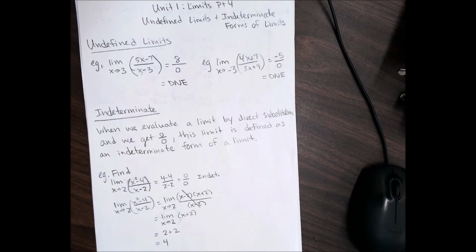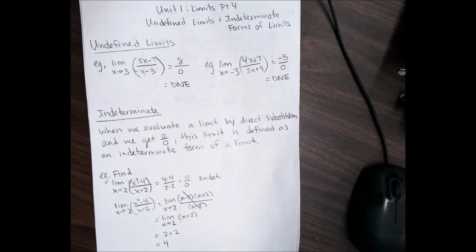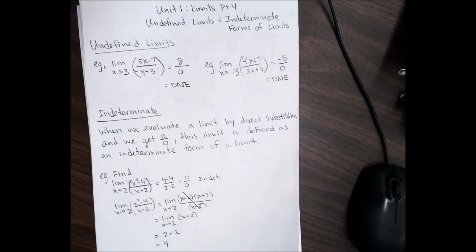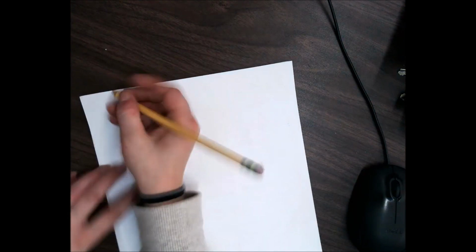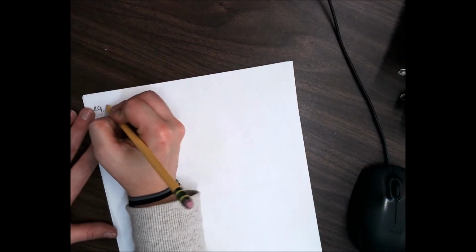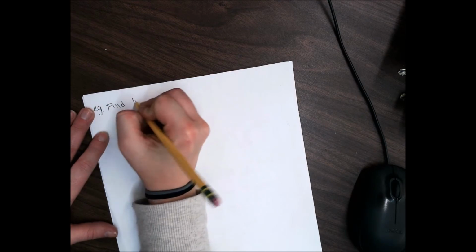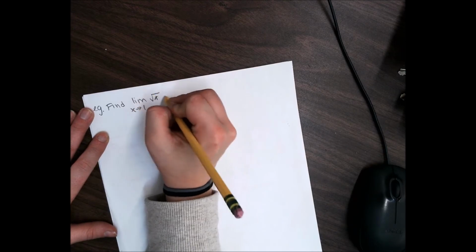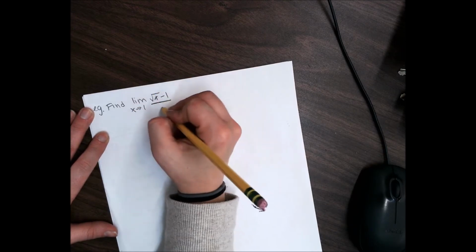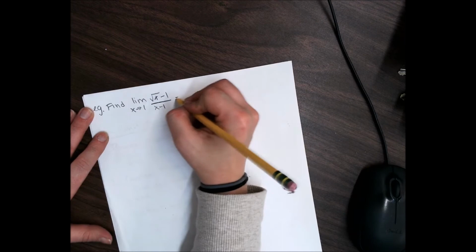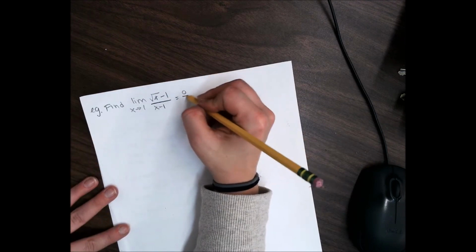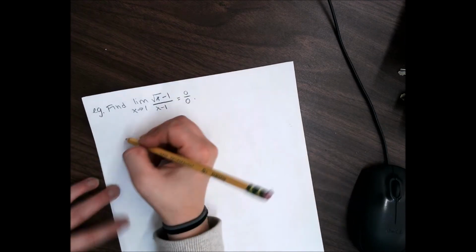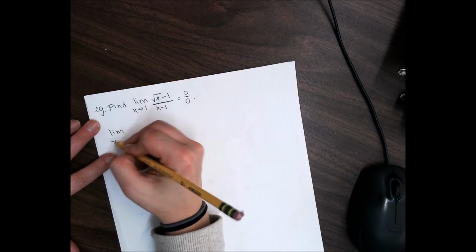Now let's do an example where we have to deal with roots. So for example, find the limit as x approaches 1 of the square root of x, take away 1, over x minus 1. If we were just to plug in 1, we would get 0 over 0. So let's try a different strategy.